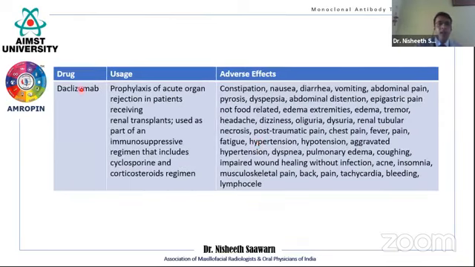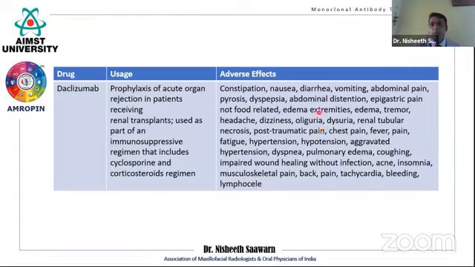And there we have daclizumab, I'm sorry. This is again humanized and again anti-inflammatory. It is used in the prophylaxis of acute organ rejection in patients receiving renal transplantation. In renal transplant patients or any transplant patient, we use it as an adjuvant to immunosuppressant drugs. But see, a vast array of adverse effects occur.